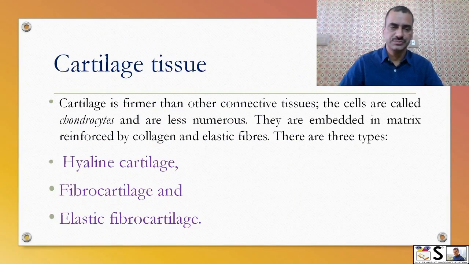Cartilage tissue. Cartilage is firmer than other connective tissues. The cells are called chondrocytes and are very less in number. They are embedded in the matrix, which is reinforced by collagen and elastic fibers. Cartilage is of three types: hyaline cartilage, fibrocartilage, and elastic fibrocartilage.